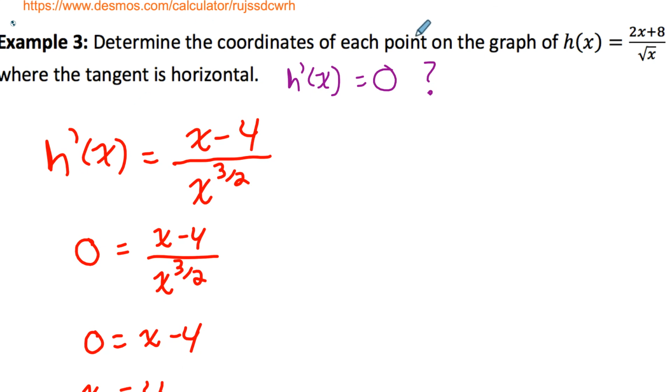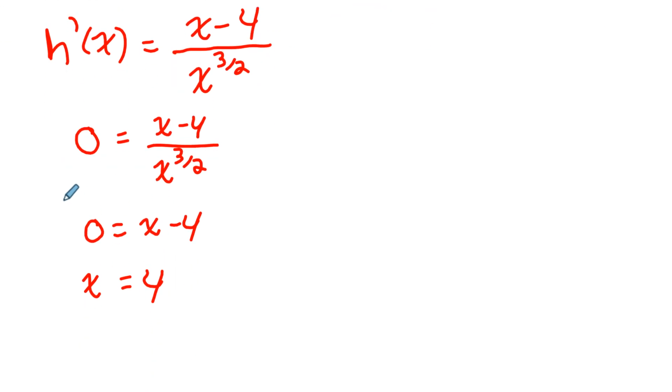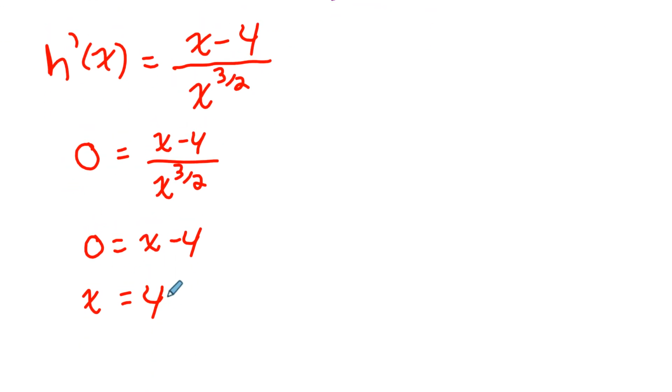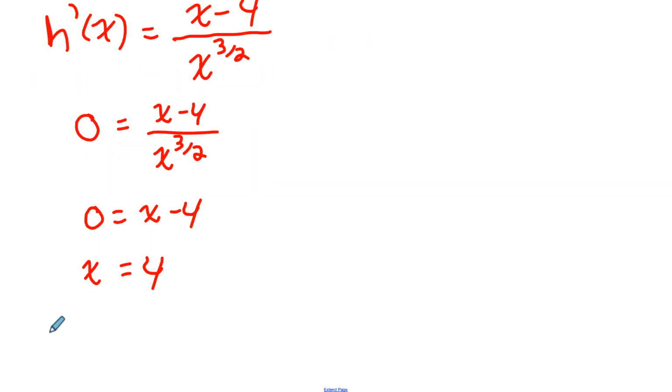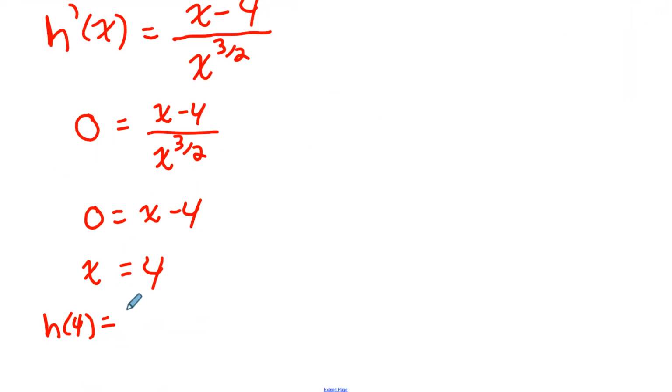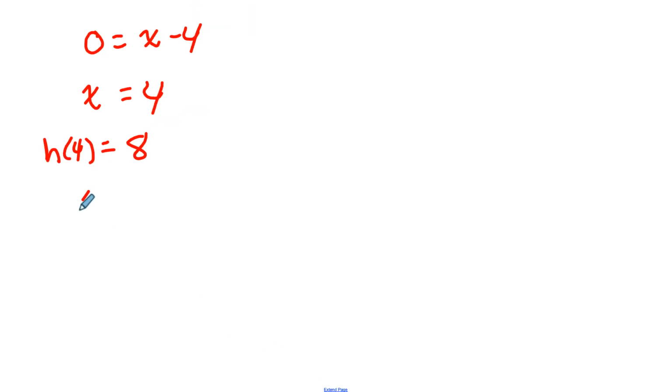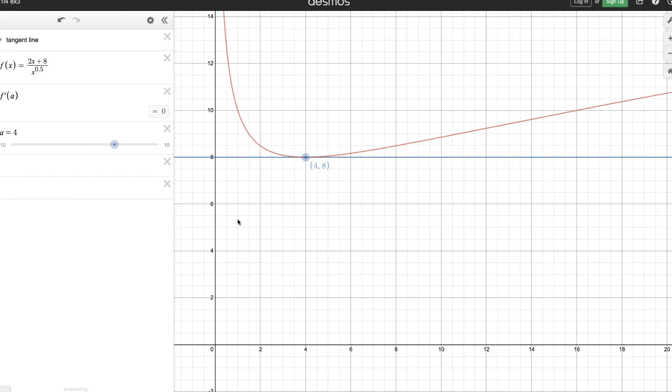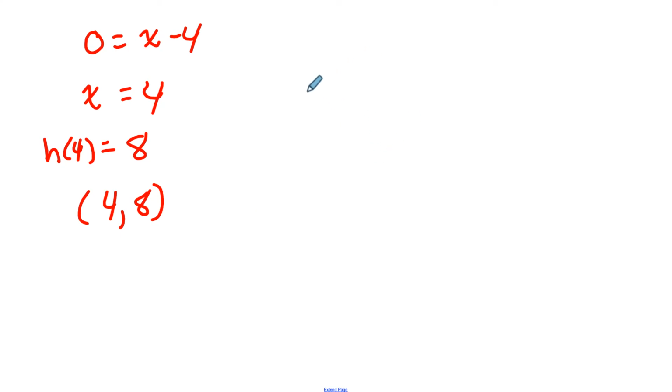Now it says determine the coordinates of each point, and key thing here, coordinates, meaning we need the y-coordinate. If I want the y-coordinate of the point on the function, I now have to plug that value of 4 into the original function. So I need to figure out what is the value of h of 4. If I plug 4 into this function, I would get 2 times 4, that's 8, plus 8 is 16, over the square root of 4, which is 2. So 16 over 2, that's 8. So the point is (4, 8). Let's just verify that in Desmos. Yep, it was the point (4, 8). So if we wanted to write a nice sentence answer, we would say there's a horizontal tangent at the point (4, 8).